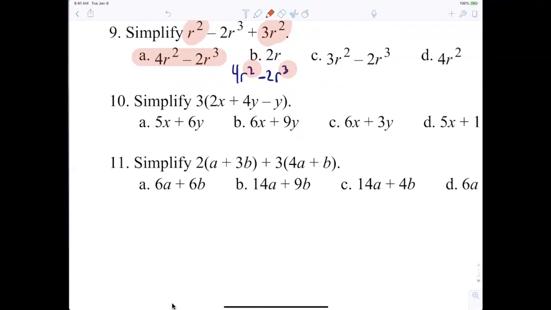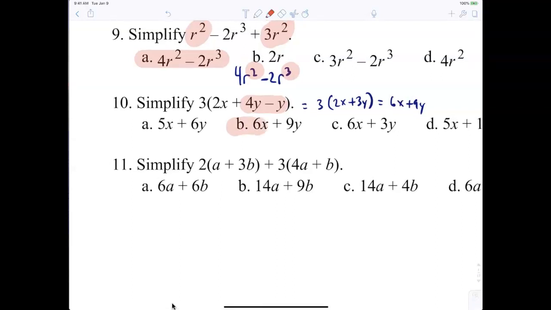Distributive property. Now what I want to show you on this one though is whenever I saw 4y minus y, I just automatically changed it to 3y. So I'd rather you just go 3 times 2x plus 3y, and then when you distribute, that gives you 6x plus 9y right off the bat. Alright, so that was B.